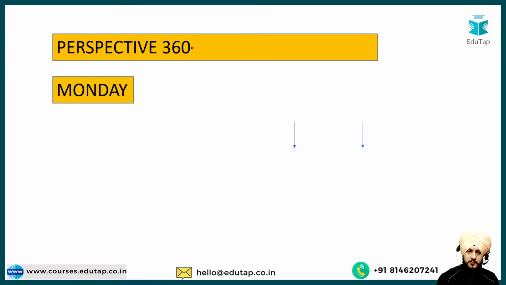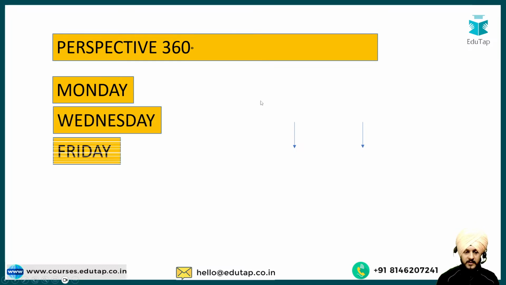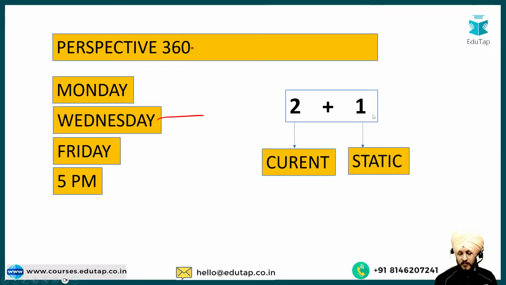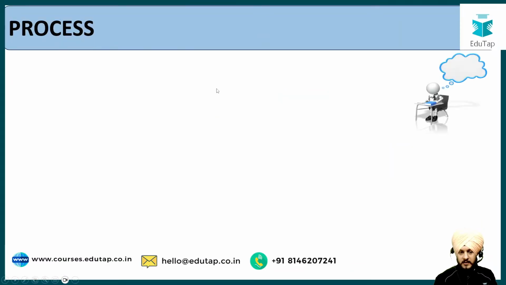Perspective 360 Degree is on every Monday, Wednesday and Friday. But on Wednesday, we are covering the static portion only as a part of the Answerathon series, whereas on Monday and Friday, we will focus upon the current affairs part only. Fine. So that is going to be the approach. I hope it is clear to you, and the time is 5 p.m. and that is all about Perspective 360 Degree.